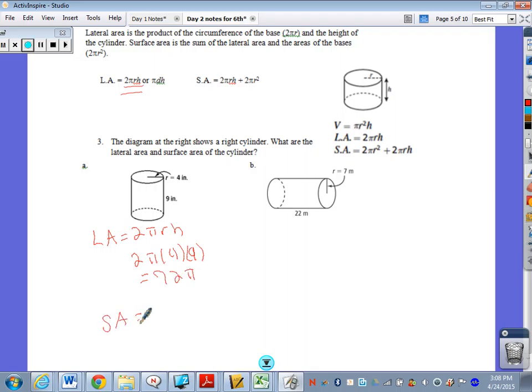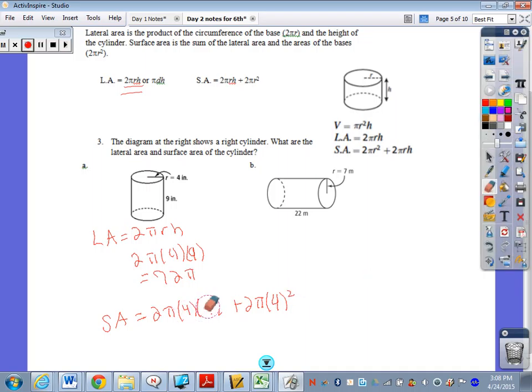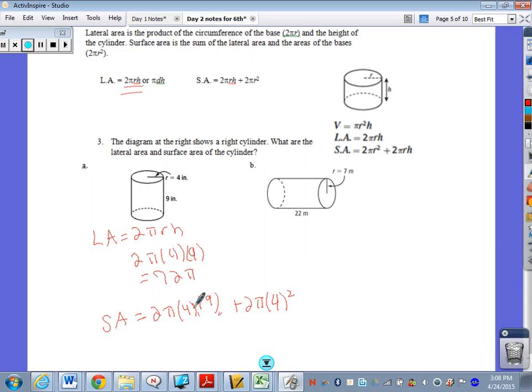Surface area, same thing, just plug in your formula. So we do 2 pi 4 times h plus 2 pi 4 squared. And if you notice, h is 9, that this is the same as the lateral area because we're taking the lateral area and adding the bases. So you could also just use the 72 pi from above. And then this gives me 4 squared, which is 16 times 2 is 32 pi. And then you can add them because they both have a pi, which gives me 104 pi.